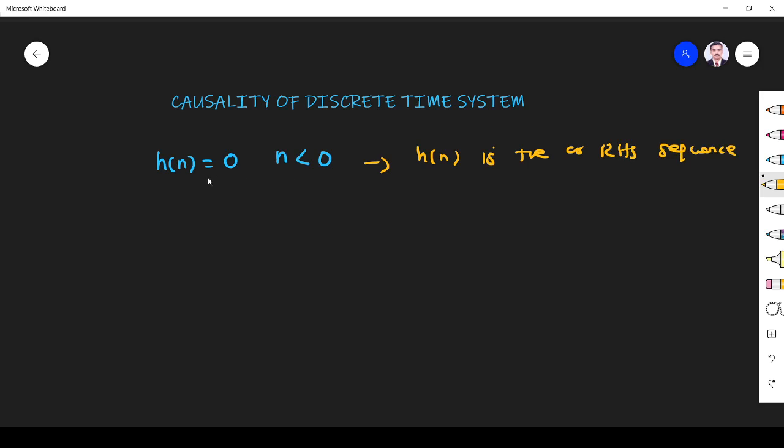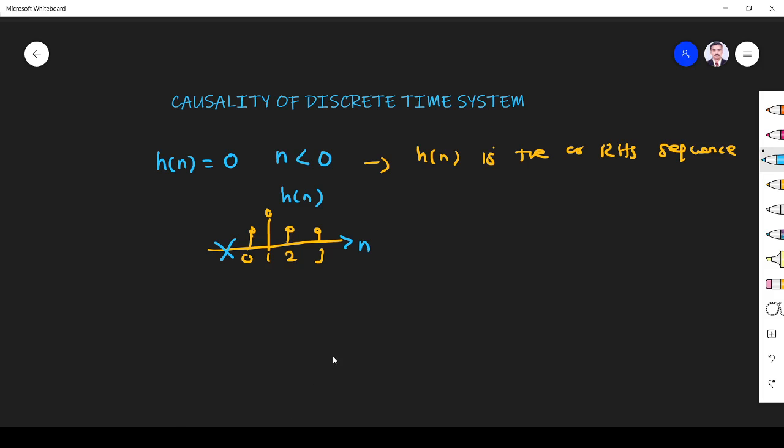For n greater than 0 only it is non-zero value. That means h of n is a positive or right hand side sequence like this. For example, 0, 1, 2, 3, it may take values like this. For n less than 0, h of n should be 0. It starts from n is equal to 0 only. Right, this is what a causal system is, defined with respect to h of n.